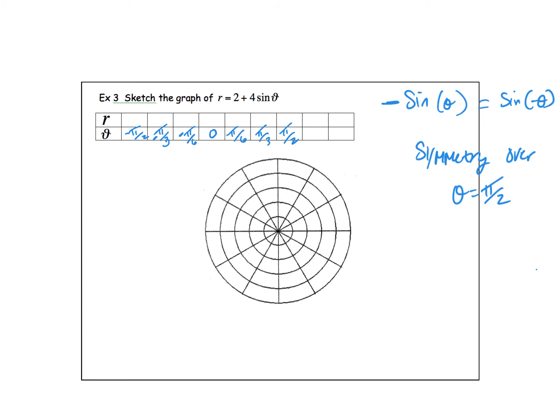So if I put negative pi over 2 into sine theta, sine at negative pi over 2 is negative 1. Negative 1 times 4 is negative 4, plus 2 is negative 2. Okay, let's see what that means for us. Negative pi over 2 is headed downward, that's where the angle is, and my radius is negative 2, so I'm actually going to go up to 2 there. So that point is here.